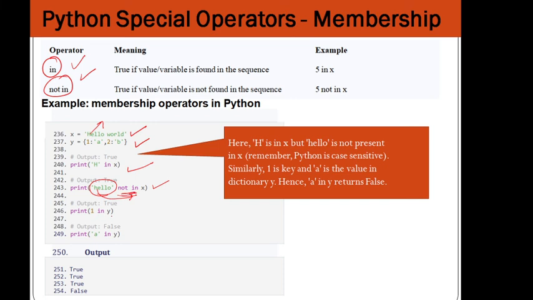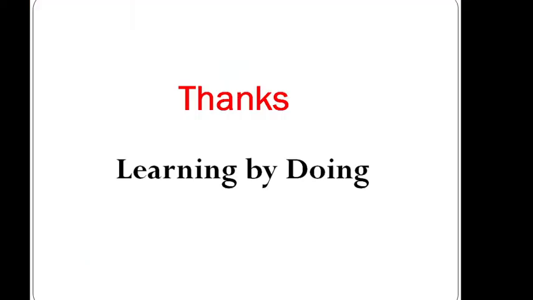Then y is a dictionary. You are trying to find the key, so the key is there, and it will return true. And now you are trying to find the value in it, so it does not search for values, so it is not able to match with 1 or 2 because these are the only keys over here, so it will return you false. So these are the membership operators in Python, and I hope you are able to understand about Python operators, and you will be able to work on this learning by doing. Thank you very much.